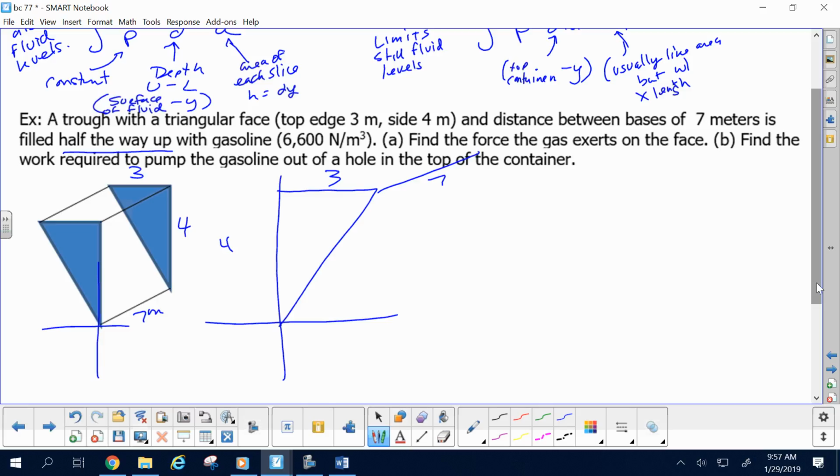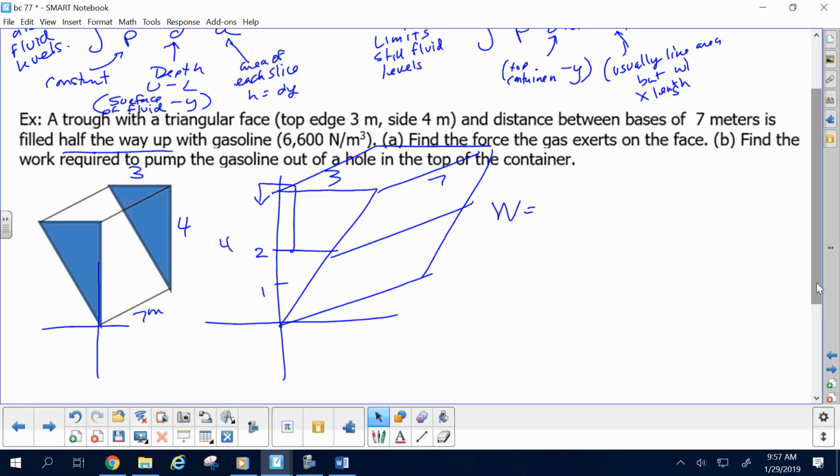So, are you done? And the halfway up is crucial. It's only filled up to the 2 meter mark. We cool? All righty then. I'll assume that's great. Would you give this a go and see if you can figure out how much work it would take to pump it out and over the top edge?